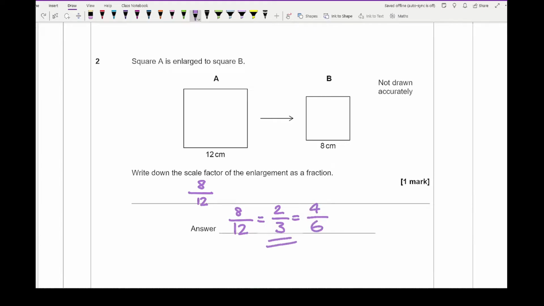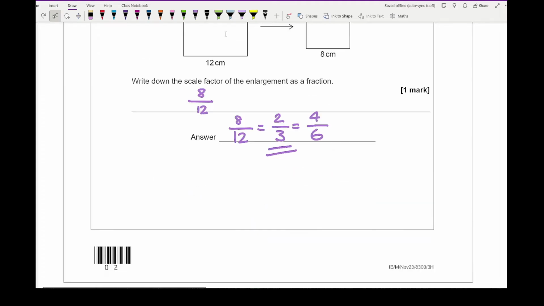But any of those fractions would be fine for the one single mark, but I would always opt for simplify. I always encourage my students to always simplify the fraction where possible, regardless of whether you've been asked or not. So I would have gone for the answer of 2/3.